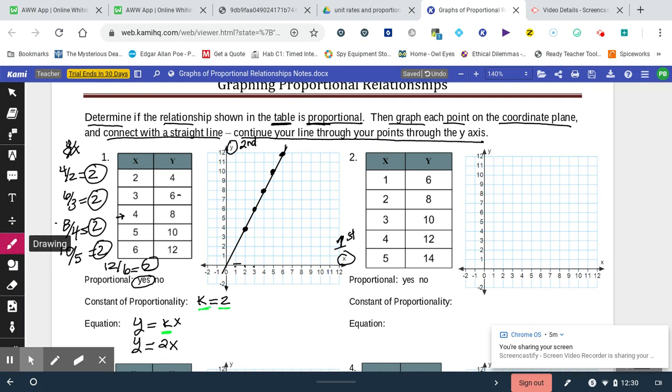For number 2, first of all, we're going to determine if it's proportional. So we'll start off with y, again, y divided by x. We'll take 6 and divide it by 1. We get 6. Take 8 and divide it by 2.